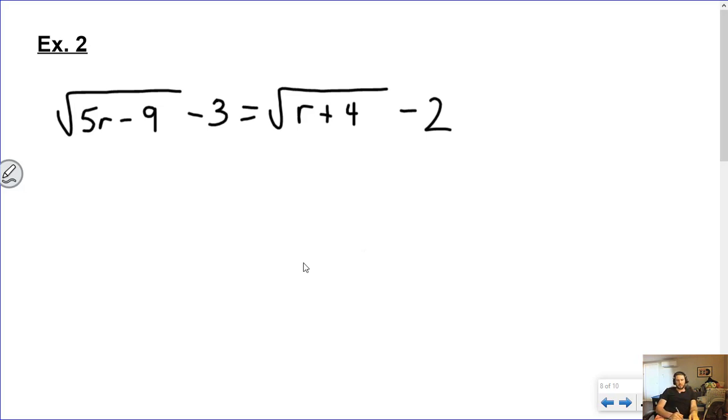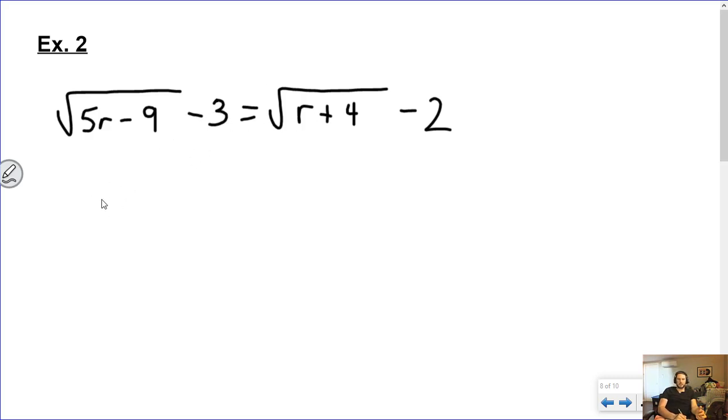Okay, so let's try example number 2 now. This is one of those examples where we have radicals on both sides of our equation. What we're going to want to do is keep our radicals separate. The reason we want to keep them separate is that if you move them to the same side, it's going to make it a little bit messier when it comes time to square both sides. So keep them separate, but we can get our numbers all to the same side.